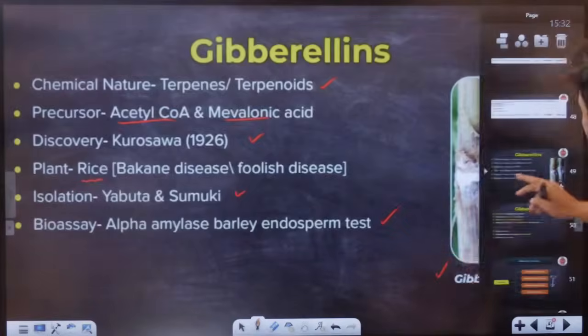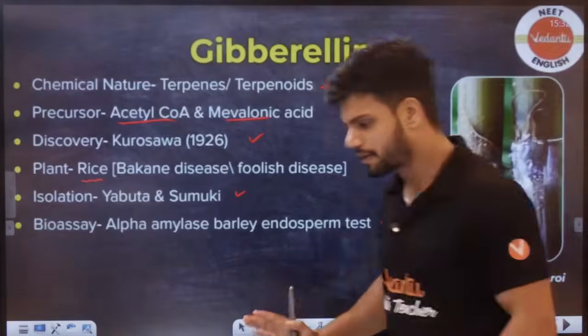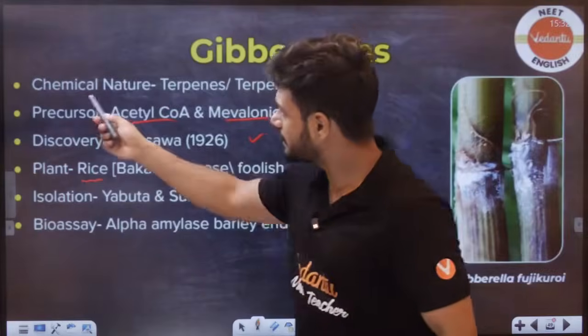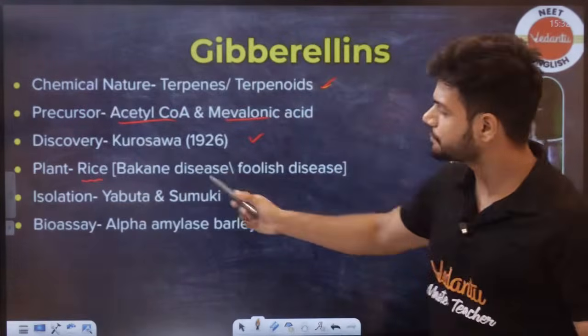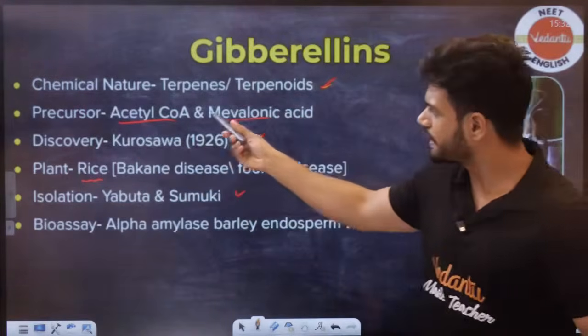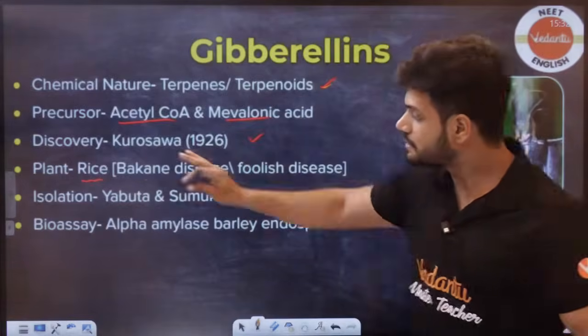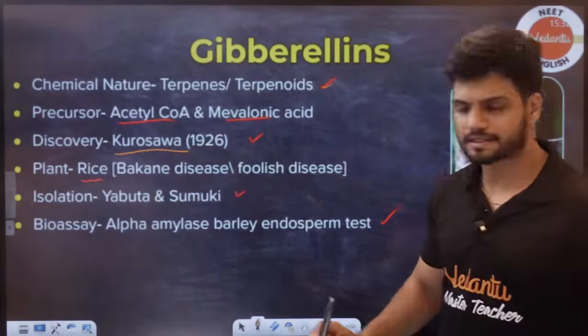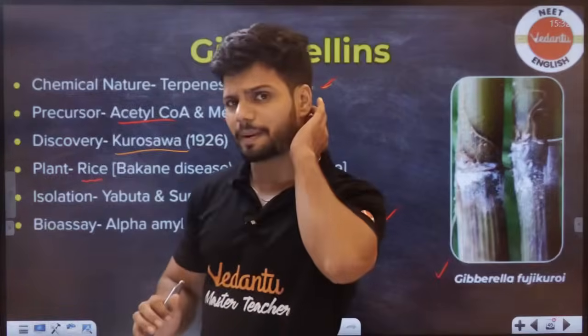Now what about gibberellic acid, students? Very important here, and the story here is very good, okay. Now chemical nature is terpenes or terpenoids, precursor is called acetyl CoA and malonic acid. Now discovery was done by Kurosawa here in a plant called rice. Now this was observed in Japan.